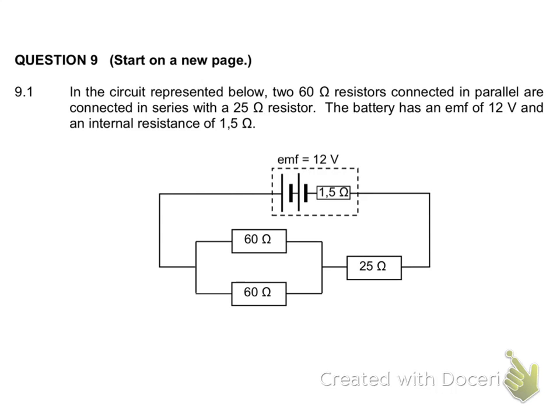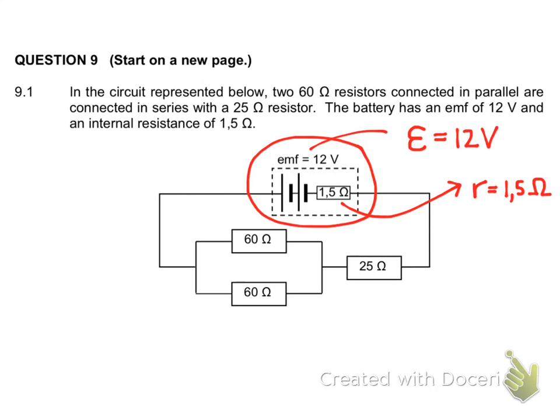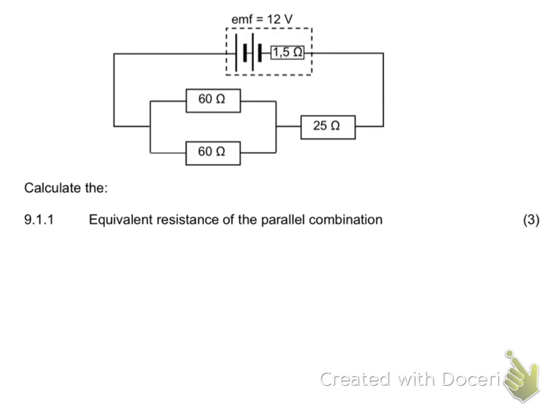Let's now look at a question from a past paper. Here we have a battery with an EMF of 12 volts, and as indicated in the diagram, the EMF is 12 volts, and the internal resistance, little r, is given as 1.5 ohms. You'll notice also that we've got two 60 ohm resistors in parallel, and then we have another 25 ohm resistor in series with those two that are in parallel. Alright, let's have a look at the first question.